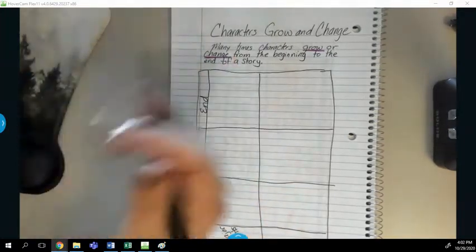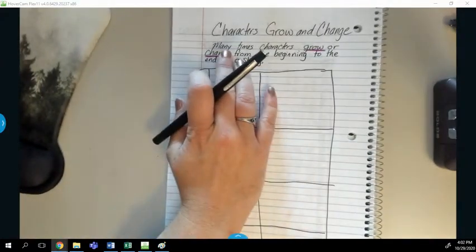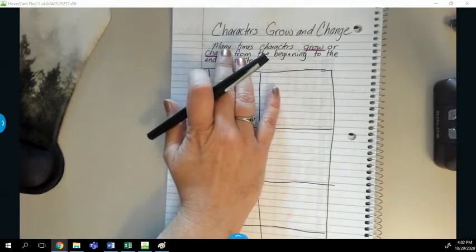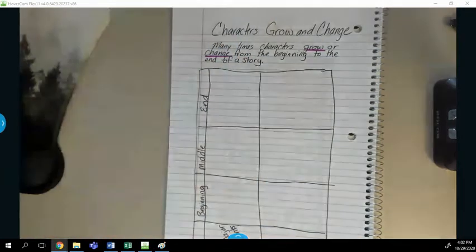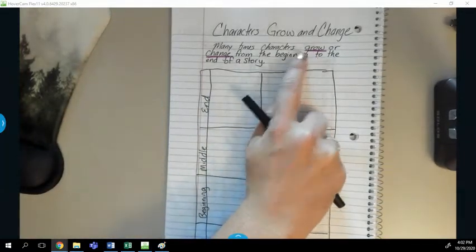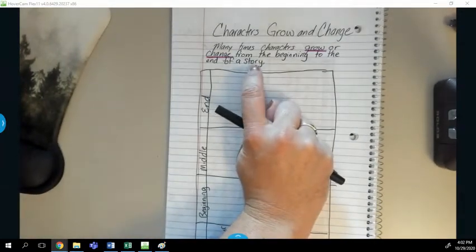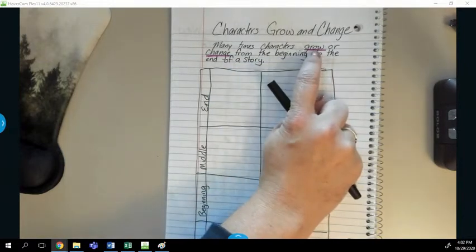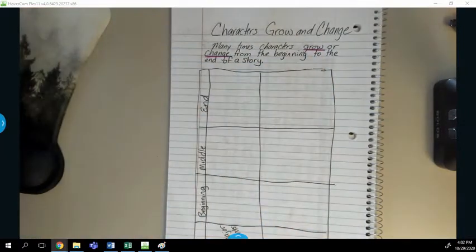So when we're talking about a book, whenever we start a book, a lot of times the character will start one way and they'll end up at the end of a story completely different. The only exception we have for that is usually our folk tales and our traditional literature. The characteristic of traditional literature is basically that nobody changes at all. The characters stay the same from the beginning to the end. The rest of our books, the characters grow or change from the beginning to the end of a story. And you do need to write that down and underline that word grow and that word change to make sure that you pay attention to it.